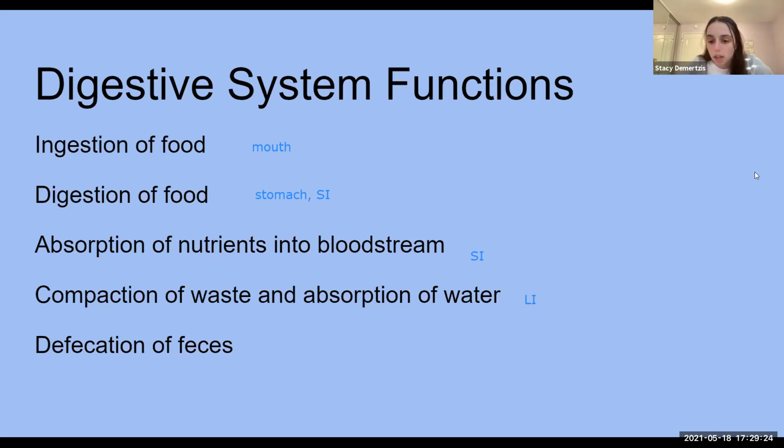I see a question in the chat: would the esophagus be ingestion of food, or just not part of the digestive system functions? It is part of the digestive system functions. However, think of it as a transportation tube. It's sending food from the mouth to the stomach. That's the only way food can get to our stomach. When we put it in our mouth, chew it and break it down, how is it going to get to our stomach? We need to swallow it, and the esophagus then delivers it.